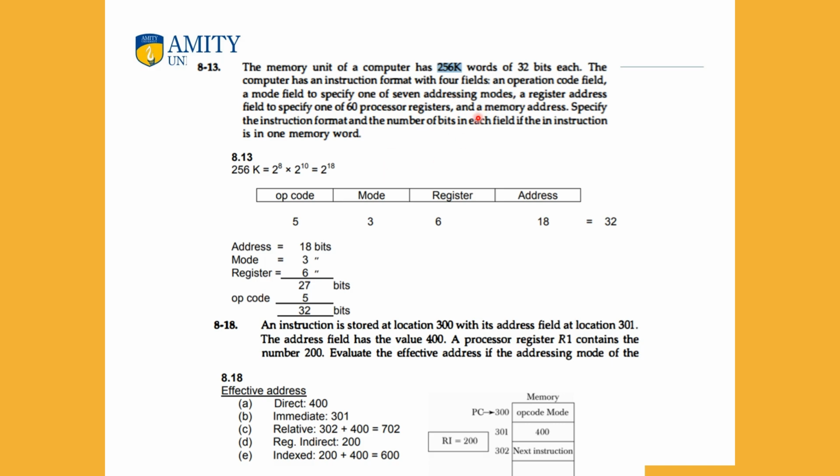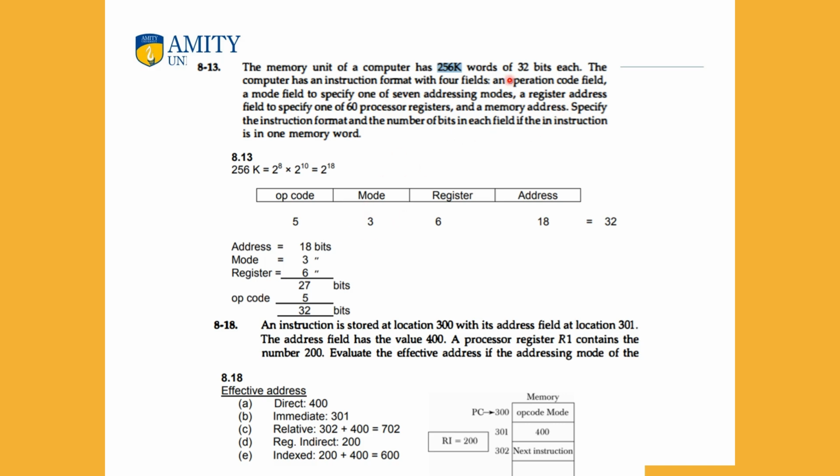Okay, so the register reference field is also specifying one of 60 processors, and then we have the memory address. We already found the number of bits in the address, 18. The register is specifying 60 of them, so we'll have 2 power 6, that will give us 64. Hence we can have 6 selection bits, and then we have a mode, one of 7 addressing modes. Hence we will use 2 power 3, that will give us 8, which is greater than 7. Hence we can handle 7 different addressing modes in 3 bits.